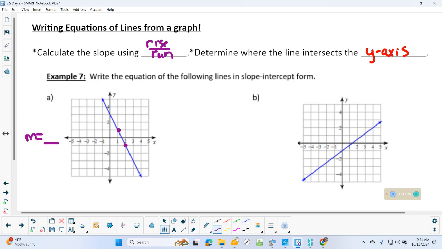All right, let's count it. So I'm going to count from the top to the bottom. Rise, down 2. I'm going to put -2. And my run, right 1. Well, let's just put -2 for that. Now, next thing you have to look at, easy question for you. Where does the graph hit the y-axis? 3. I heard it right here at 3.